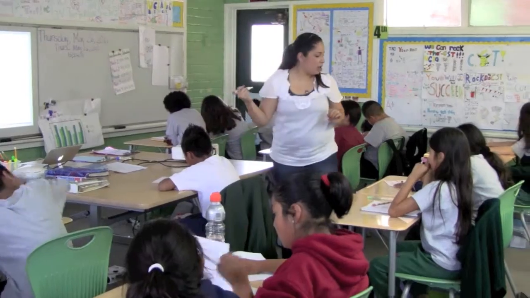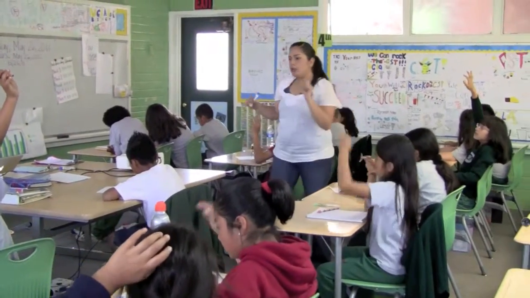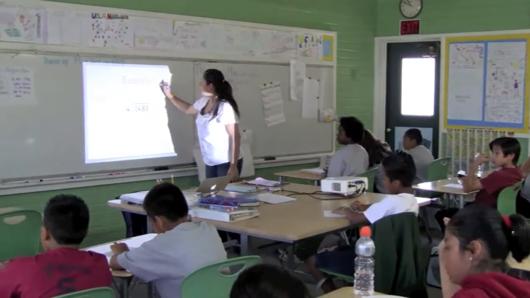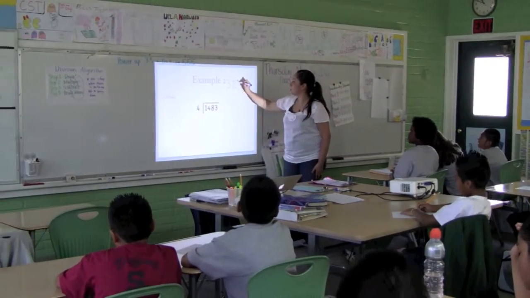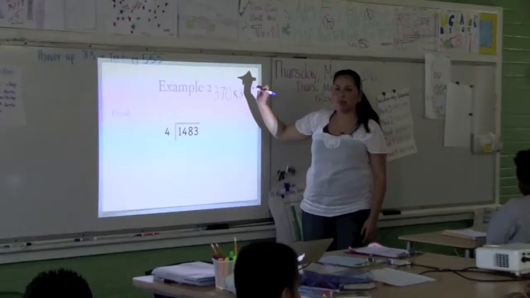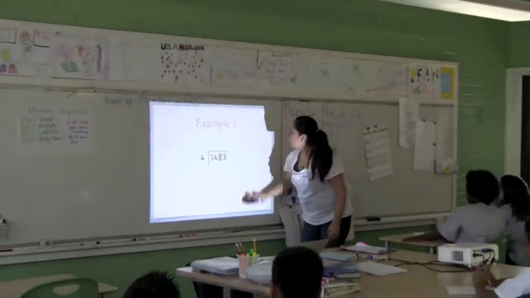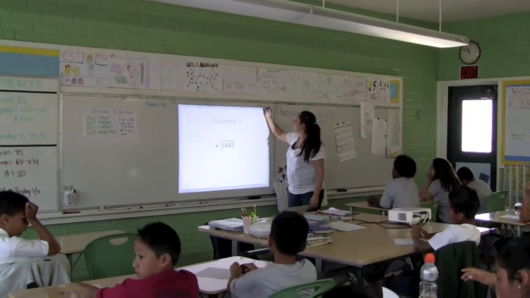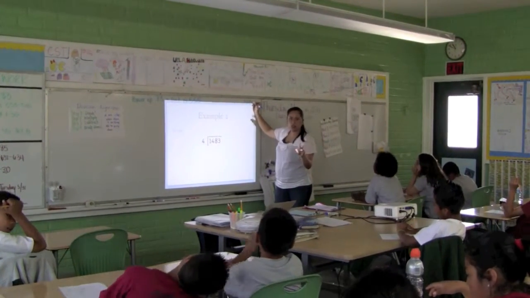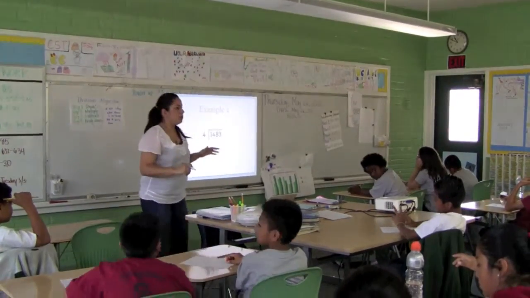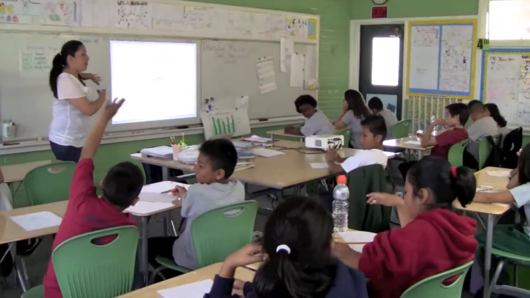All right, how many of us are ready? Okay. Leonel, what was your answer? 370. How many of us agree? Yes? Okay, let's check our work really quickly. Remainder? 3. How many of you struggled a little bit with this one? Okay, so we're going to go ahead and do the steps.